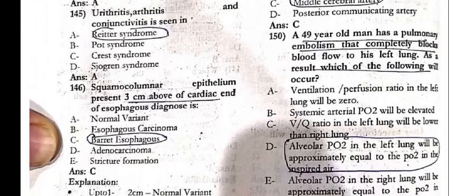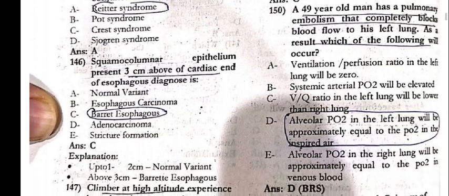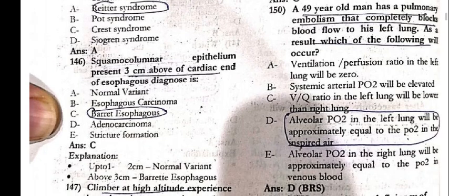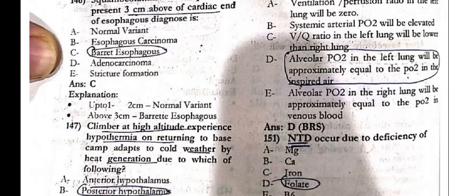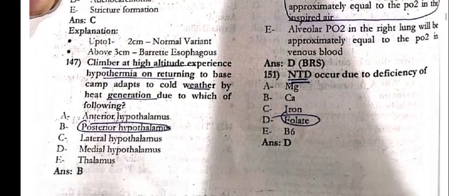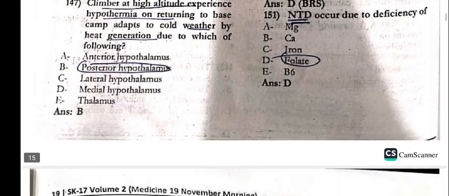Next, 150. A 49-year-old man has a pulmonary embolism that completely blocks the blood for his left lung. As a result, which of the following will occur? The alveolar partial pressure of oxygen in the left lung will be approximately equal to the partial pressure of oxygen in the inspired air. NTD occurred due to the deficiency of folate.